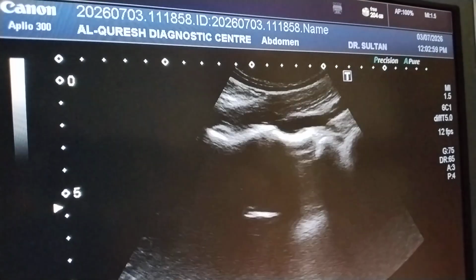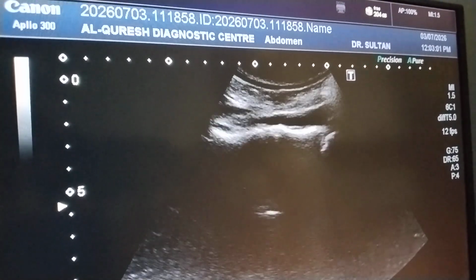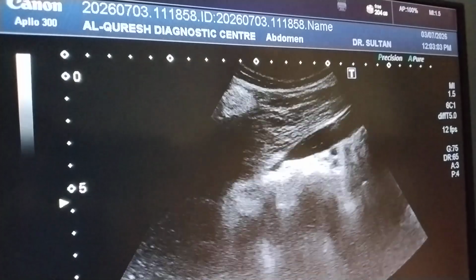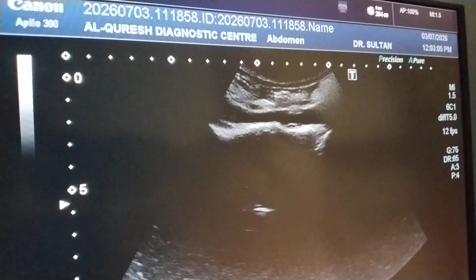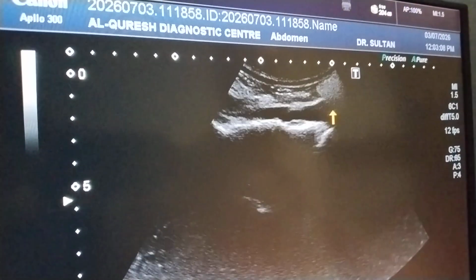So when we have seen the ureter, then we drag the probe downward and follow the ureter.